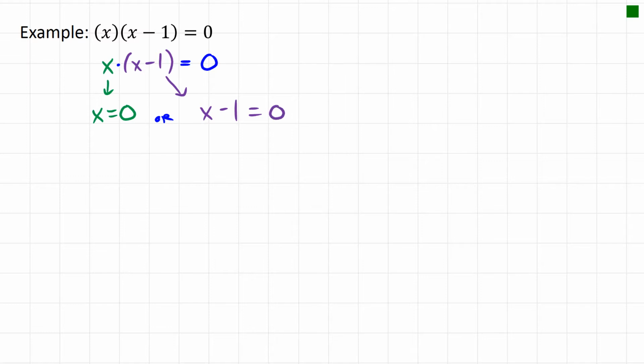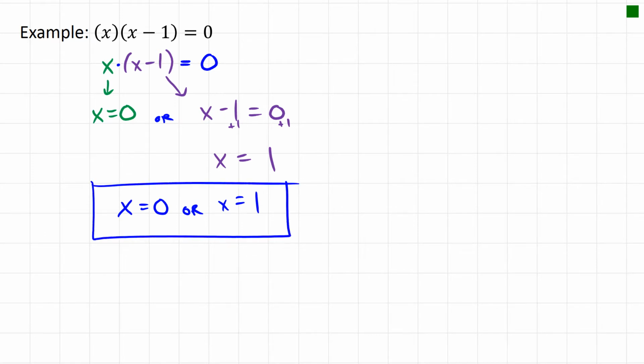So either x equals 0 or x minus 1 equals 0. But for x minus 1 equals 0, we can just simplify this equation, add 1 to each side, and we get x equals 1. So the solution to this equation is x equals 0 or x equals 1. If either of those two things are true, then our equation holds. In other words, x times x minus 1 is equal to 0.